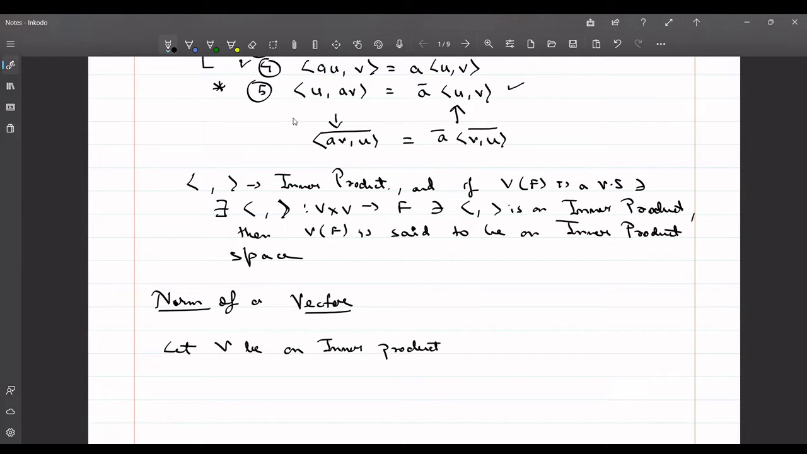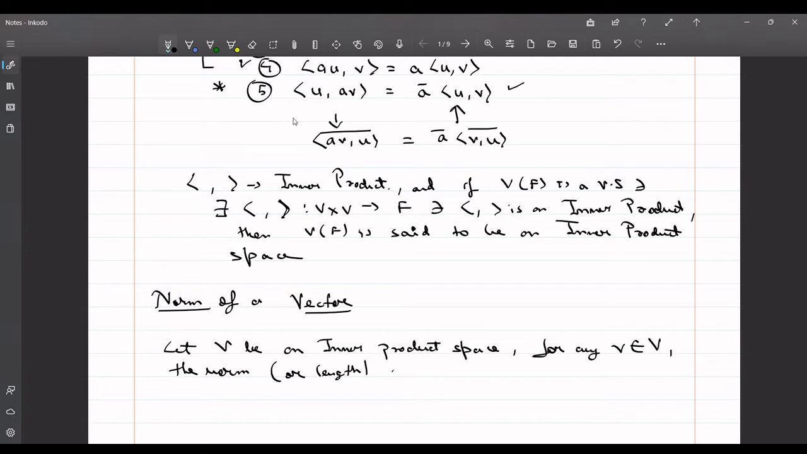For any element of V, the norm, or basically in simple words, the length of the vector. Now if we consider a plane or a region where this vector is contained, you might say that the distance between the origin and the end point of the vector is the length of the vector.